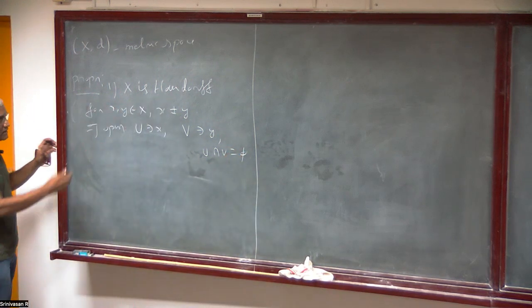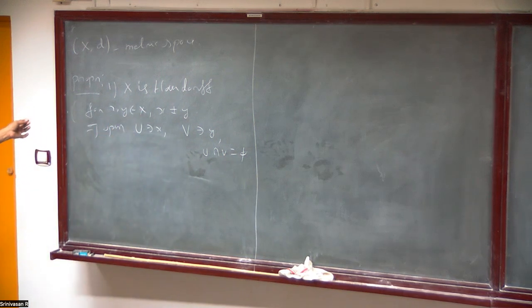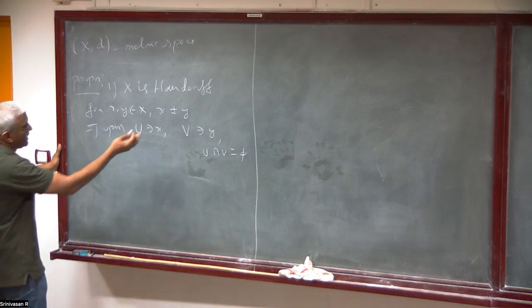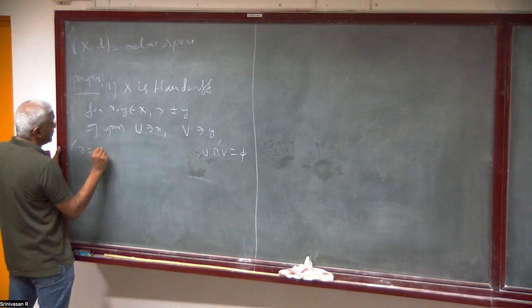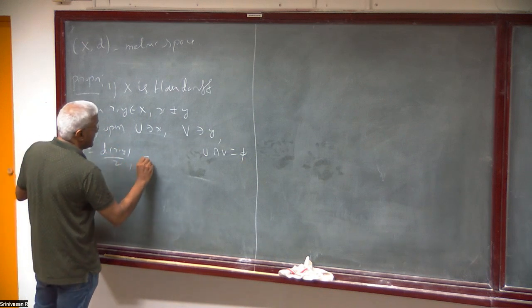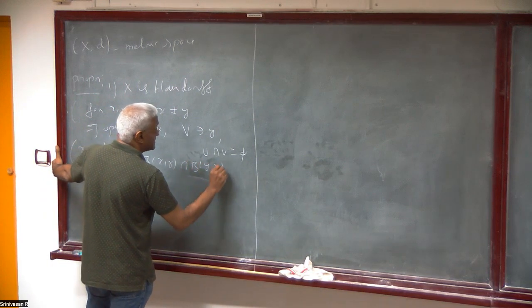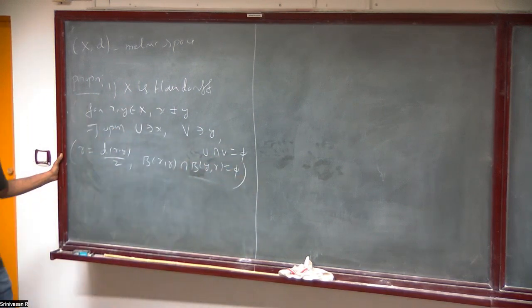This is clear, no? We already know that continuous functions separate points. You can use open sets, or you can just take r equal to d(x,y)/2 or something. Then B(x,r) intersection B(y,r) is empty. These are open sets and it will follow. So this is clear. I just want to record this.